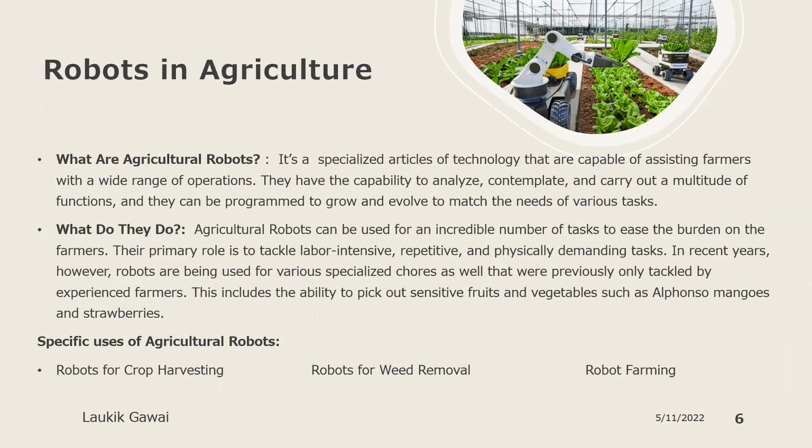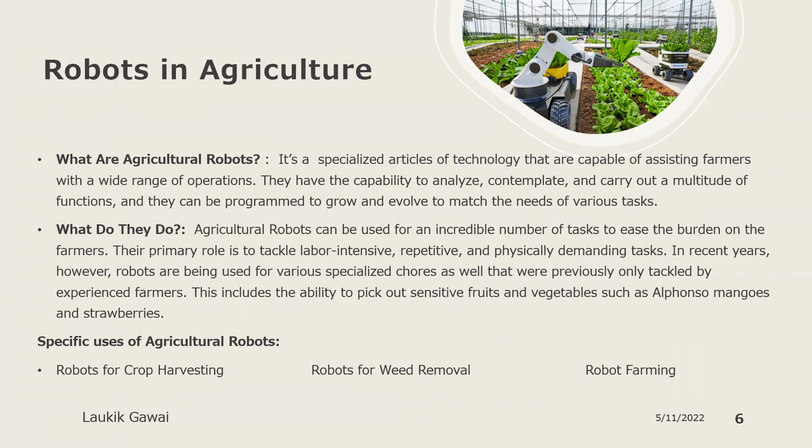Now talking about agriculture robots. The simple definition of an agriculture robot is a robot which will be used in agriculture. But a more sophisticated definition is that it is a specialized drone which will be used in the agriculture field only, to assist the farmer. So they have the capability to increase food production for our near future.